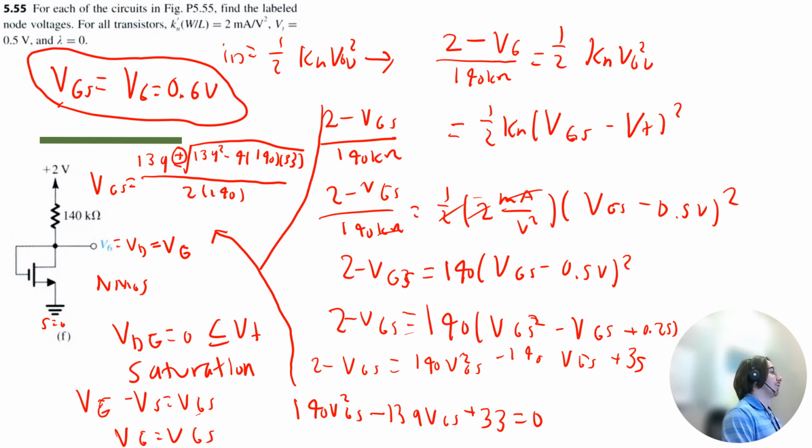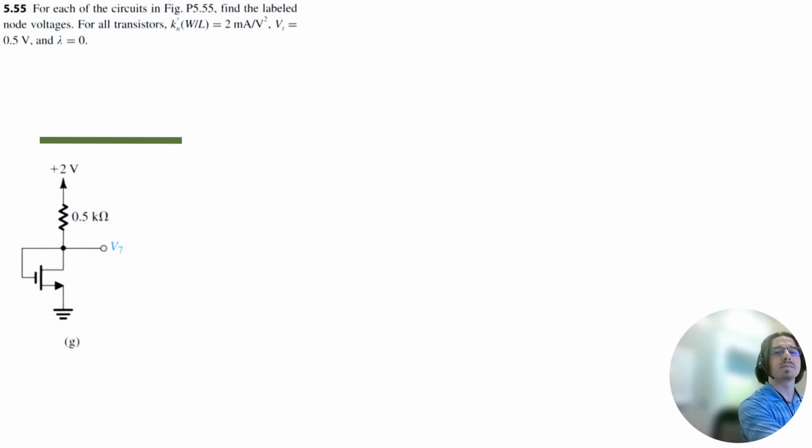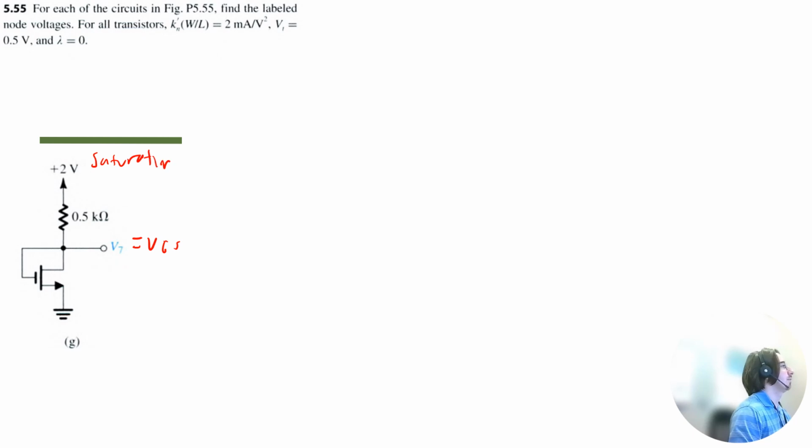That was a lot harder than the previous ones. But let's keep going. Alright, so we have circuit G here. You can see it's very similar to the last circuit. So I'm going to just skip straight to solving for the value of VGS, which we know is the same as V7, and this device is operating in saturation.